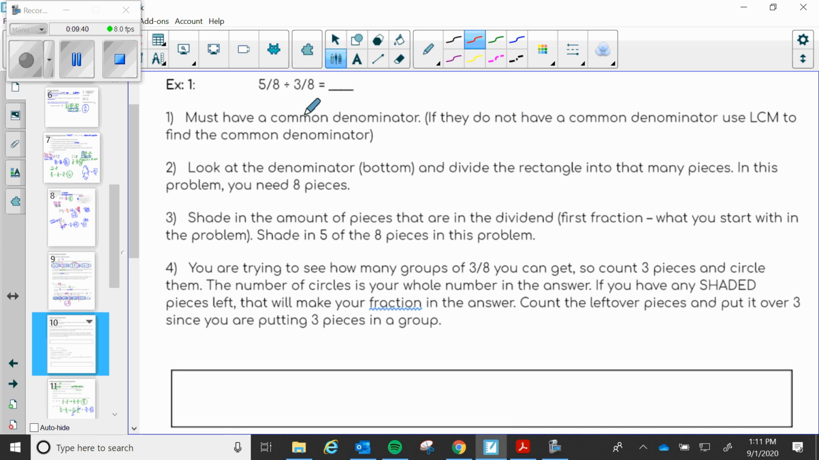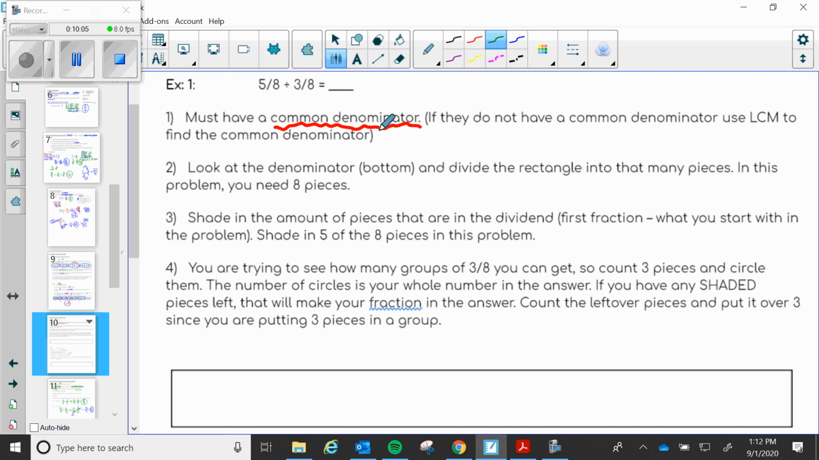First step is you have to have a common denominator. Usually when you are dividing fractions using KCF or keep change flip, you don't have to have a common denominator. But when we are doing fraction models, it is super important that you have a common denominator. So we'll check to see for that. In this case, we actually do have a common denominator, so we don't have to do anything.